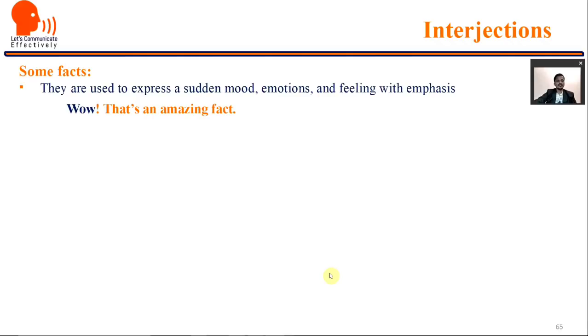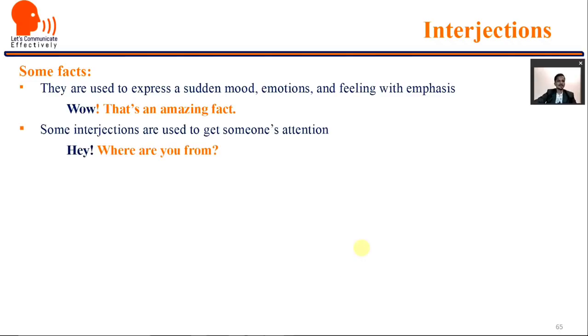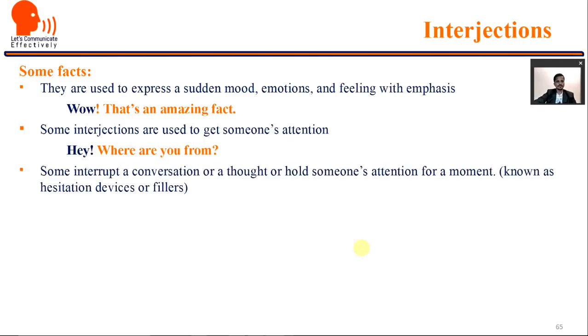Some of the facts: they are used to express a certain mood, emotions and feeling with emphasis. For example, wow, that's an amazing fact. Some interjections are used to get someone's attention, like, hey, where are you from? Hey, where are you going? Some of the interjections interrupt a conversation or a thought or hold someone's attention for a moment, and they are known as hesitation devices or fillers.